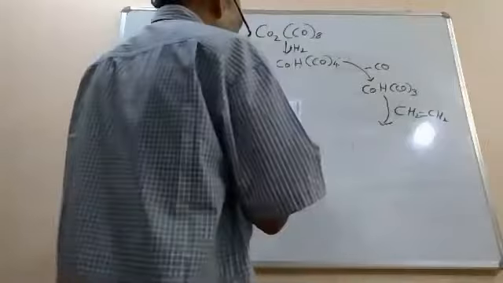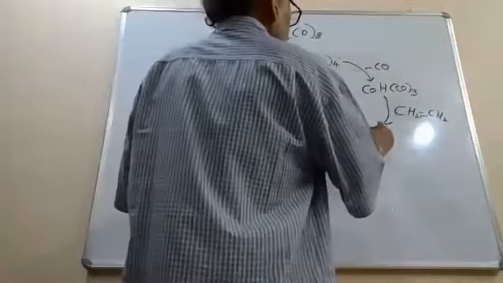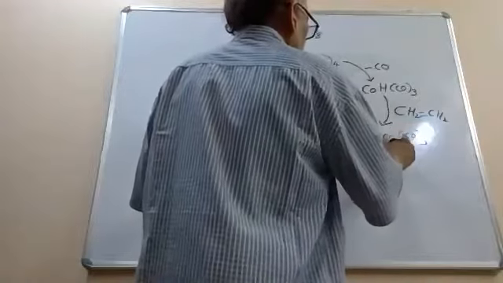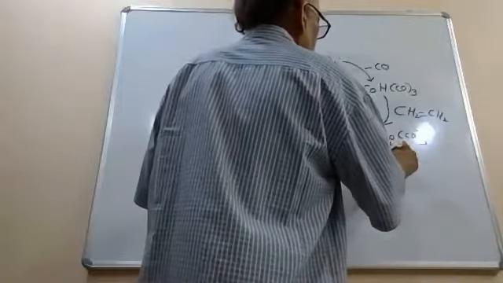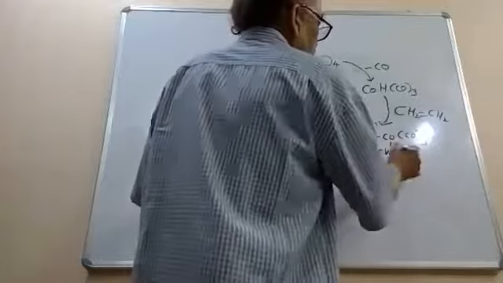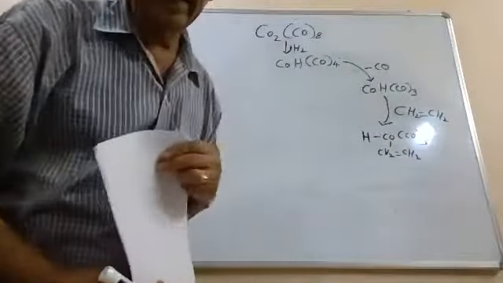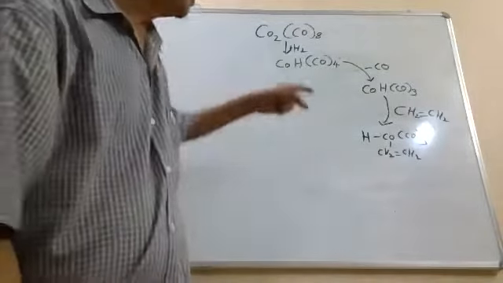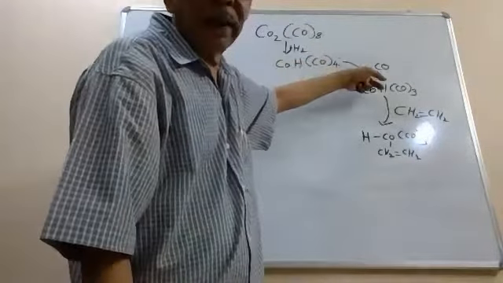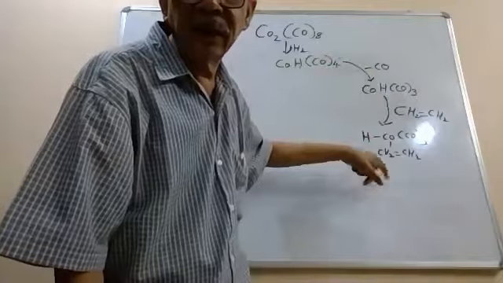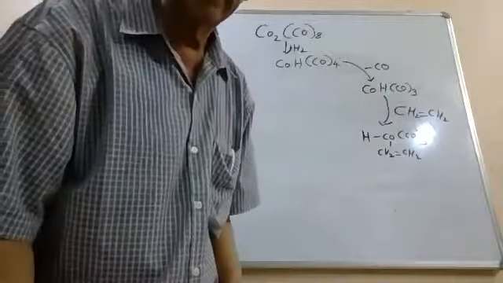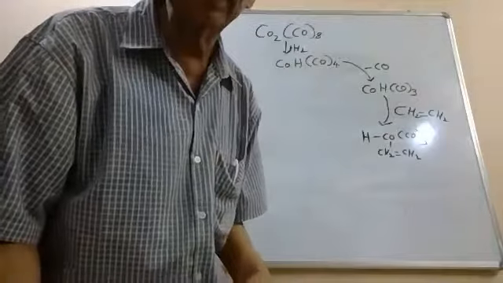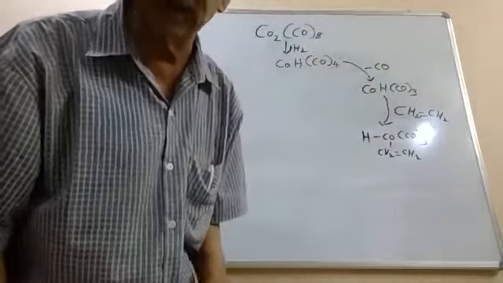So when you do that, you get HCo(CO)3 with CH2=CH2. That is the new ligand that attaches to this complex. So now you can see there is a ligand elimination and a ligand addition here. This is a classic example of ligand association dissociation in homogeneously catalyzed processes.